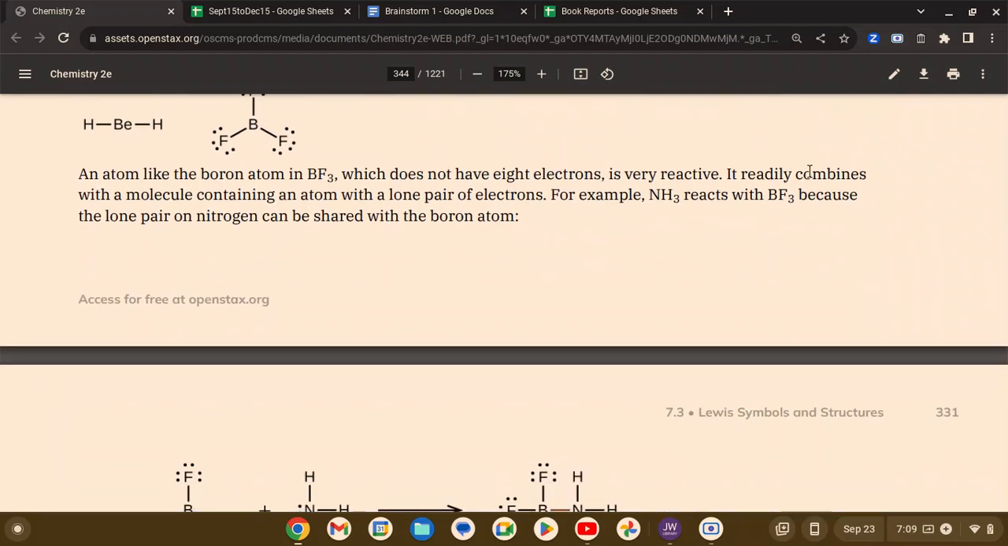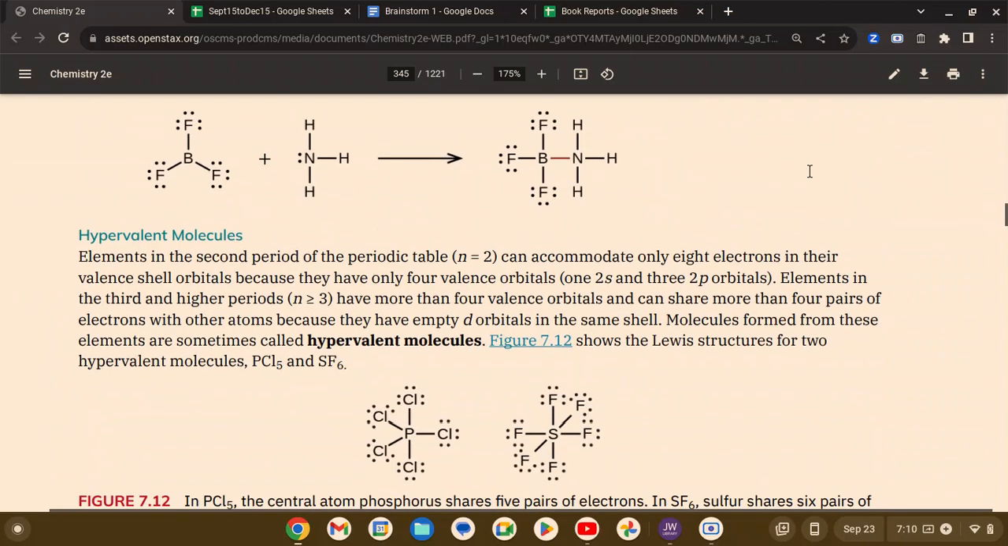An atom like the boron atom in BF3, which does not have 8 electrons, is very reactive. It readily combines with a molecule containing an atom with a lone pair of electrons. For example, ammonia reacts with boron trifluoride because the lone pair on nitrogen can be shared with the boron atom.